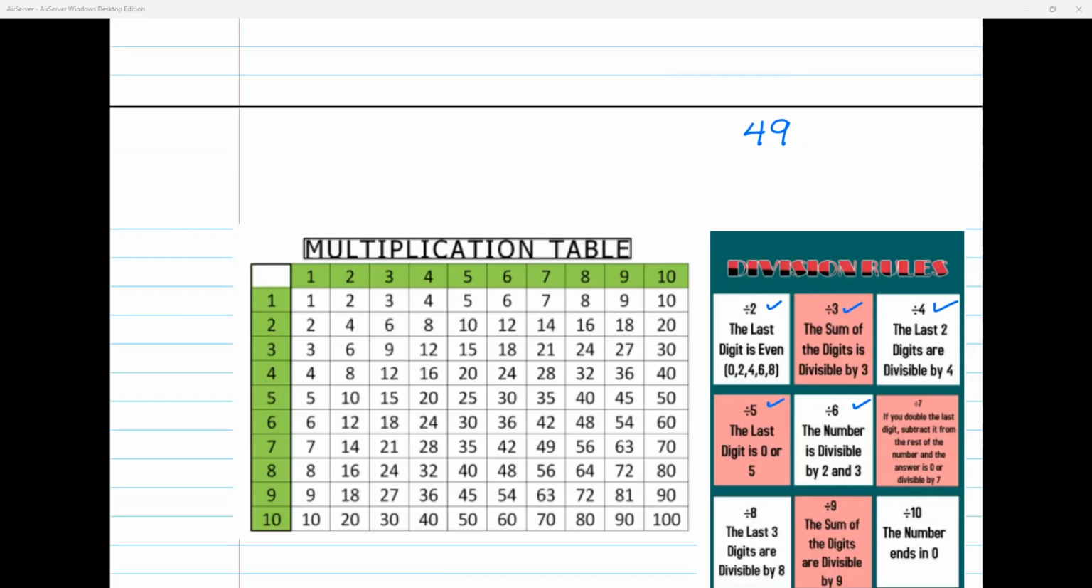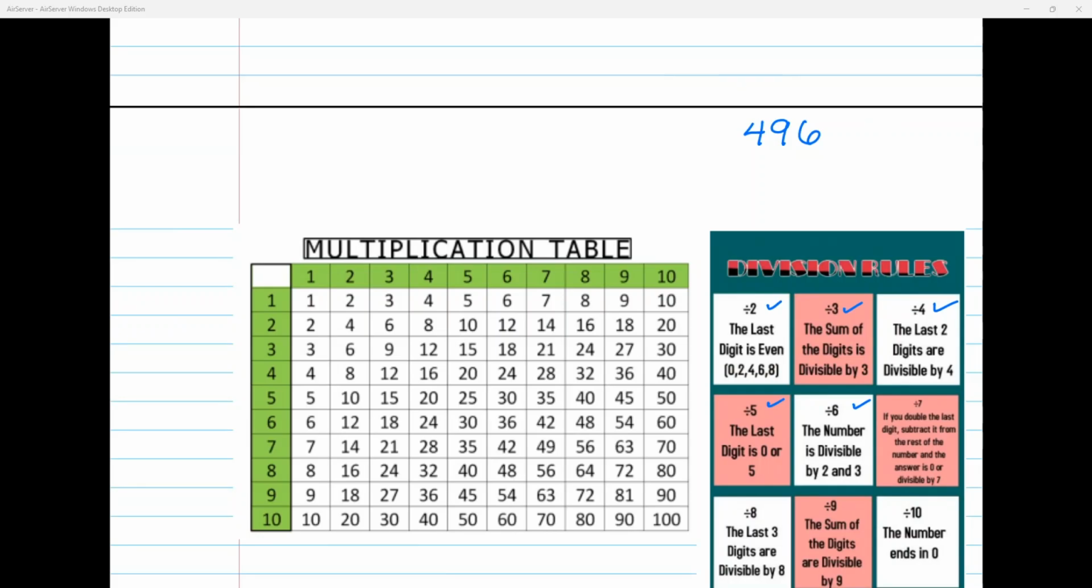I'll show you how that works in a little bit. But let's do 496, and I want to see if that's divisible by 7. I know it's kind of hard to read, but it says divisible by 7. First, you've got to double the last digit. Then you've got to subtract it from the rest of the number. And if the answer is 0 or if it's divisible by 7, then this is divisible by 7.